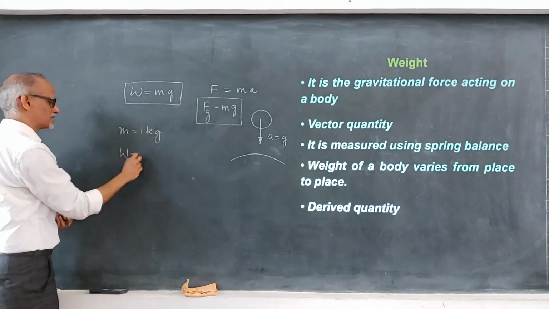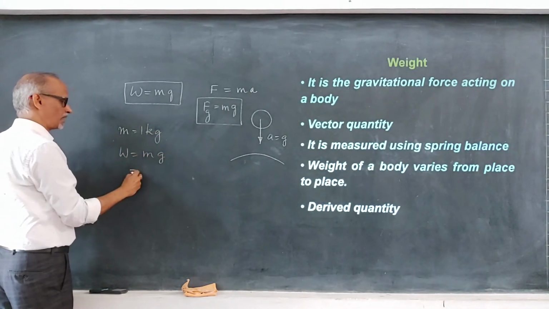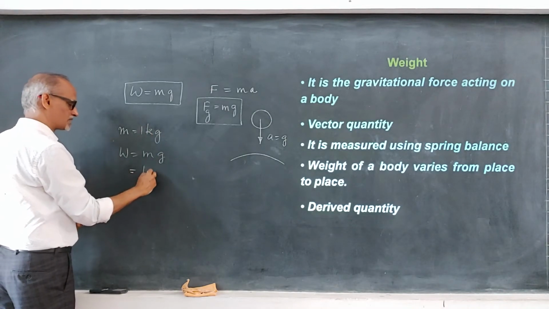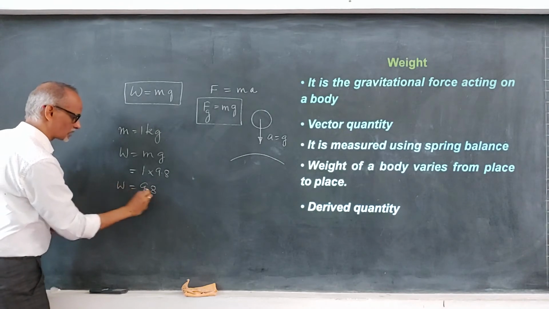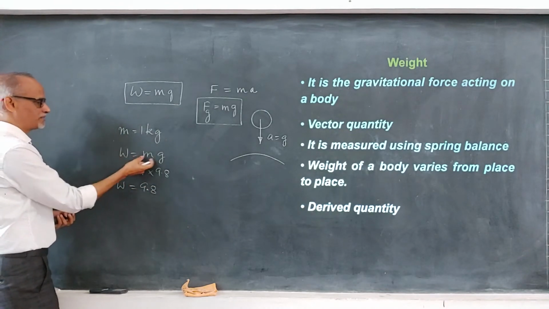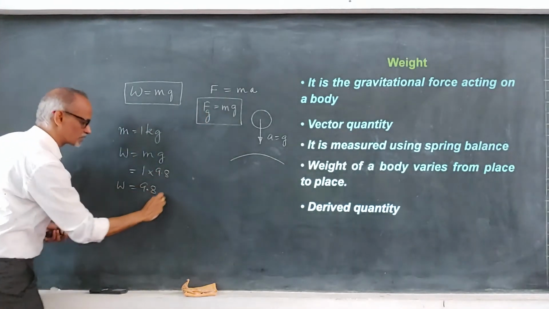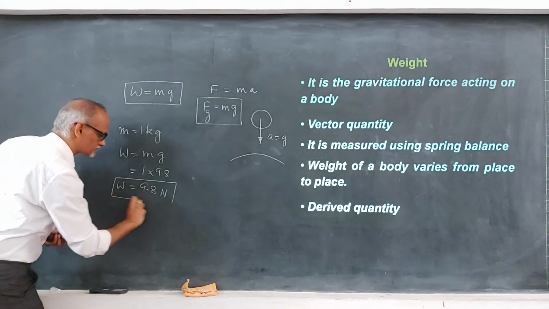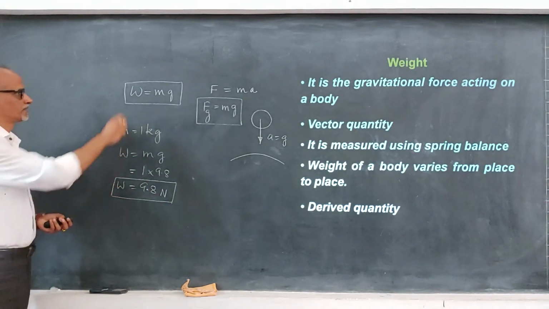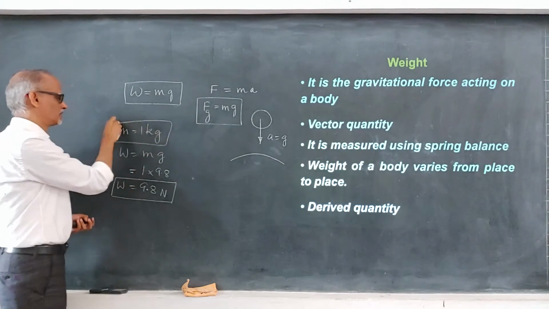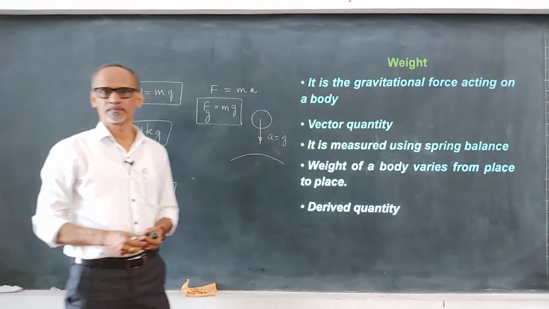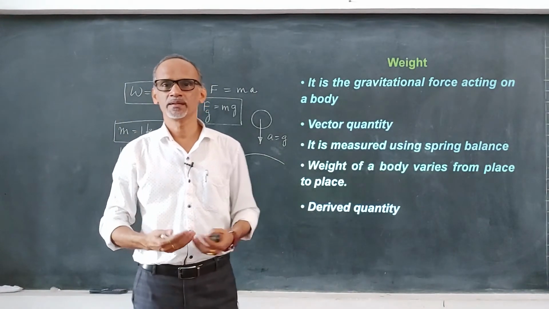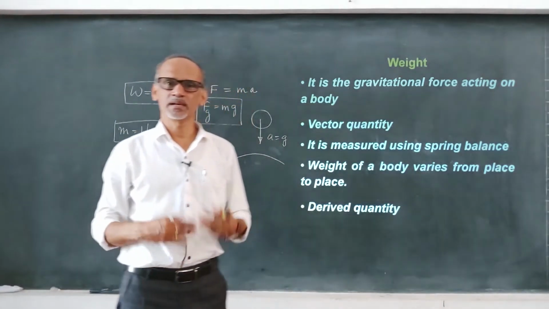Then we can calculate W = mg. m is 1, g is 9.8. So, 9.8 what? It is a force, right? mg is nothing but a force. What is the unit of the force? Newton. So, if the mass is 1 kg, then the weight of the body is 9.8 Newton. So, mass and the weight are not the same term, they are completely different.